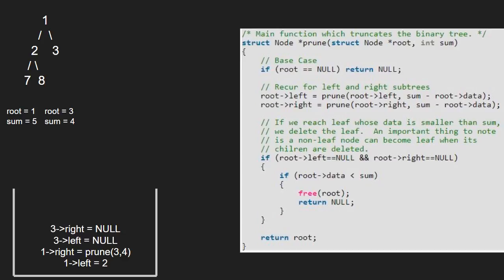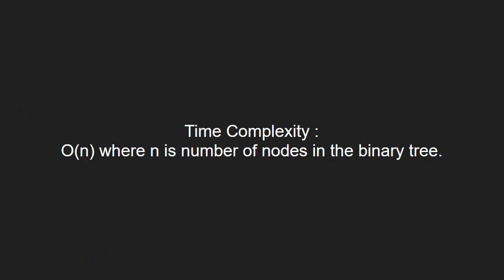Execution for node 3 is resumed and now we check if 3 is a leaf node. As it is true, we check if 3 is less than sum. Since it is true, we free the memory for node 3 and return null. Execution for node 1 is resumed, and since node 1 is not a leaf node, we return 1 and finish execution for this program.